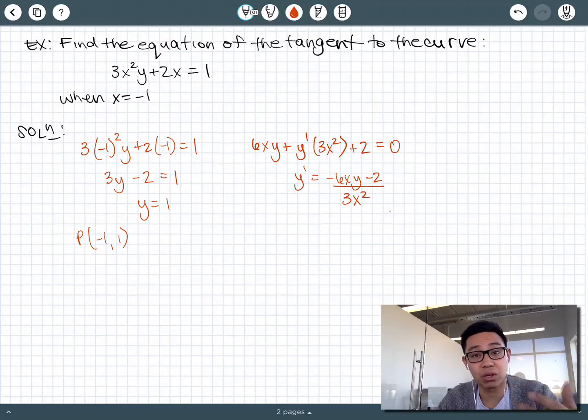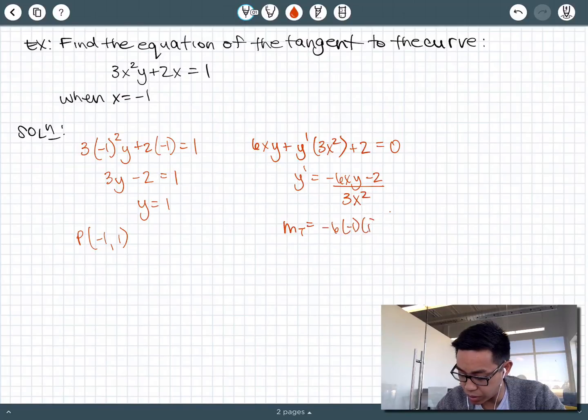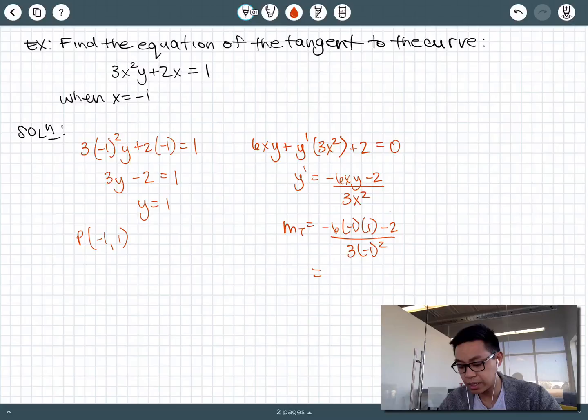In order to find the slope of the tangent, mt, I'm going to sub in my point. So by subbing in my point, I'm going to get -6 times -1 times 1, that's for the -6xy, minus 2, over 3 times -1 squared. On the top, I get -6 times -1 is 6, minus 2 is 4. And on the bottom, I get 3 times 1, essentially, so I get 3. So that's the slope of my tangent. mt is equal to 4/3.